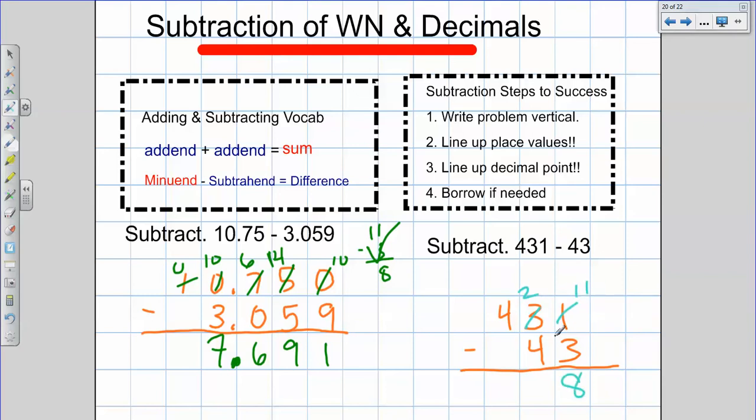11 minus 3 is 8. My 4 becomes a 3. 12 minus 4 is 8. I can add a 0 in here if I need to line up my place values. So I'm going to end up with 3 minus 0 is 3. So 388 is my answer.